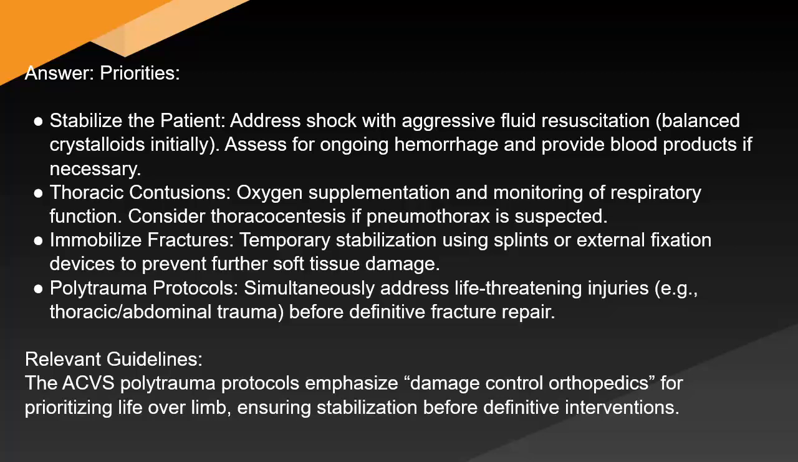Answer. Priorities: stabilize the patient, address shock with aggressive fluid resuscitation, balanced crystalloids initially, assess for ongoing hemorrhage and provide blood products if necessary. Thoracic contusions: oxygen supplementation and monitoring of respiratory function. Consider thoracentesis if pneumothorax is suspected. Immobilize fractures. Temporary stabilization using splints or external fixation devices to prevent further soft tissue damage.